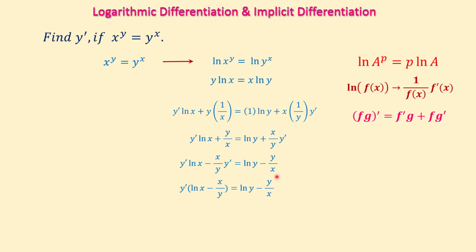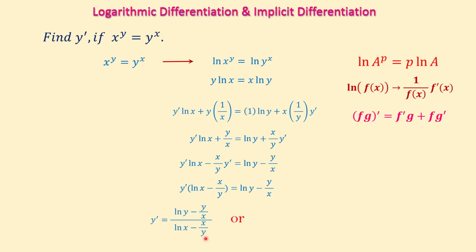Finally, to find y prime, we have to divide both sides of this equation by ln of x minus x over y. So finally, y prime equals the right side of the equation on top, this expression on the bottom, because we are dividing both sides of this equation by ln of x minus x over y. So y prime equals ln of y minus y over x all over ln of x minus x over y.